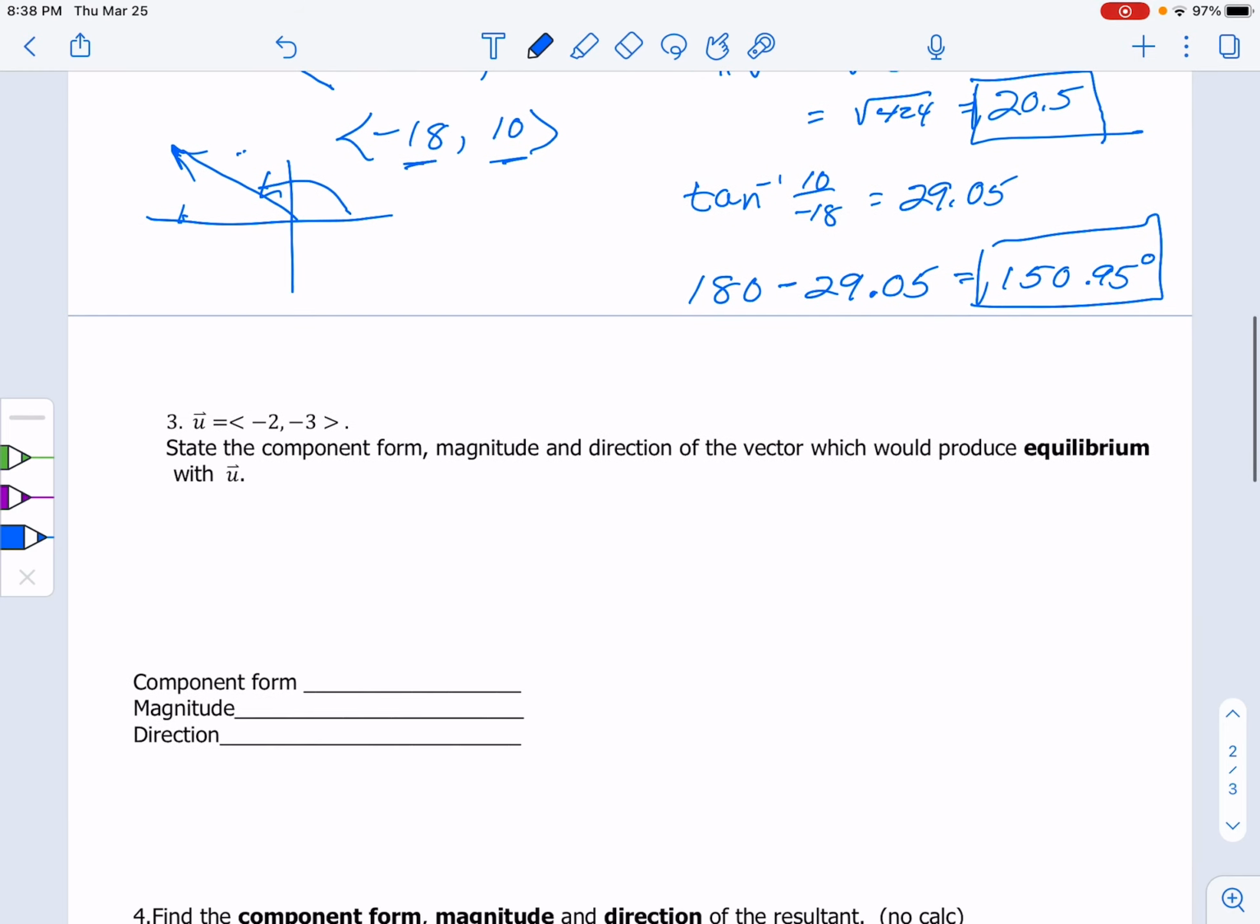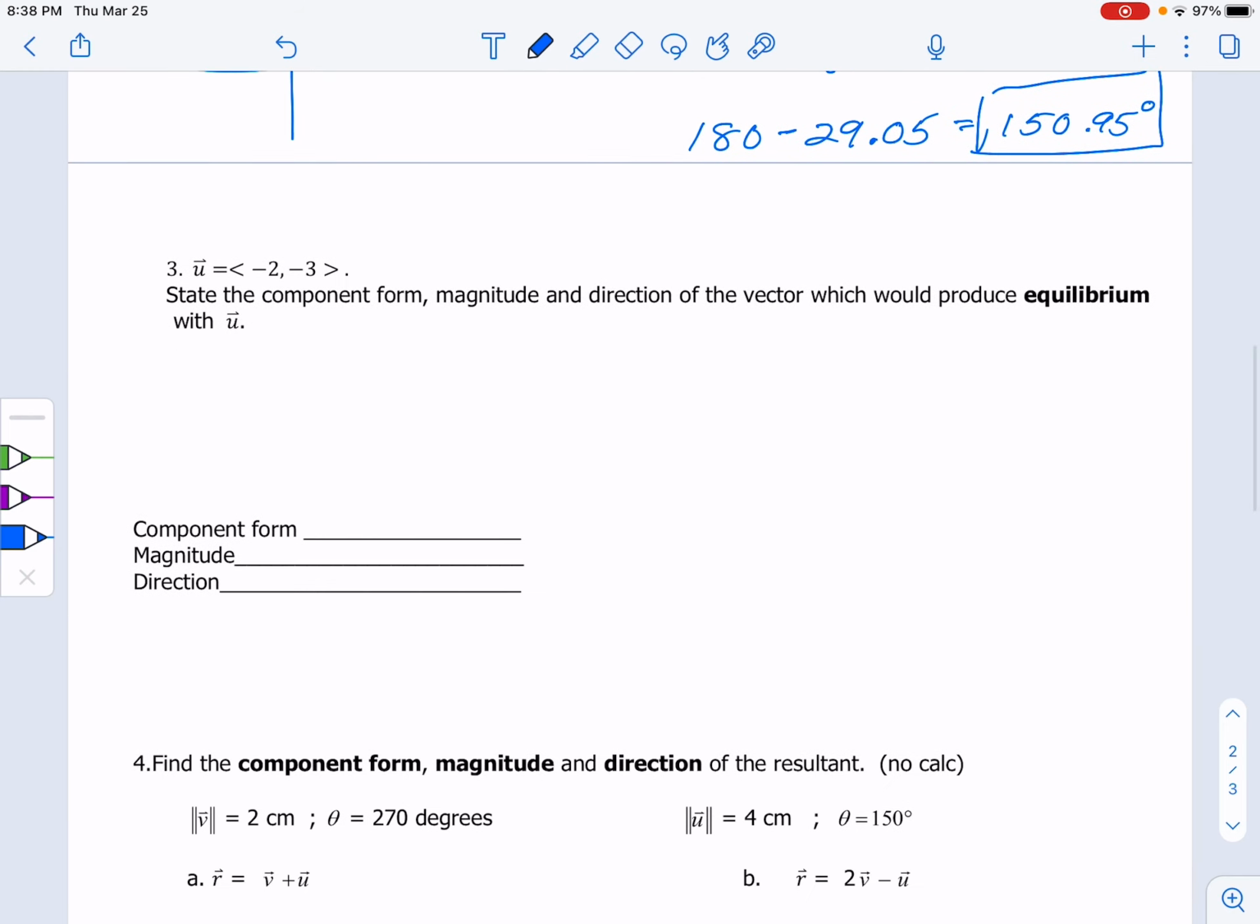Component form. All right, state the component form, magnitude, and direction of the vector who would produce equilibrium. All right, so let's graph this one. Okay, you're going over negative 2, negative 3, so it's down here. So if I'm pulling in this direction with 10 pounds of force to keep it in equilibrium, make sure that point right there doesn't move, I got to pull in the opposite direction with the same force.